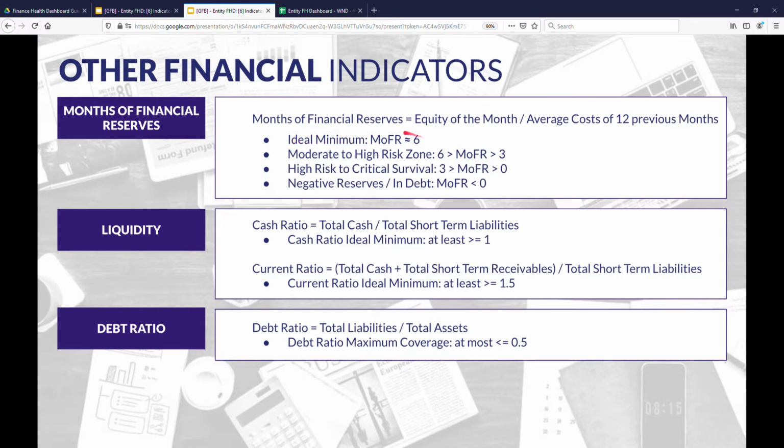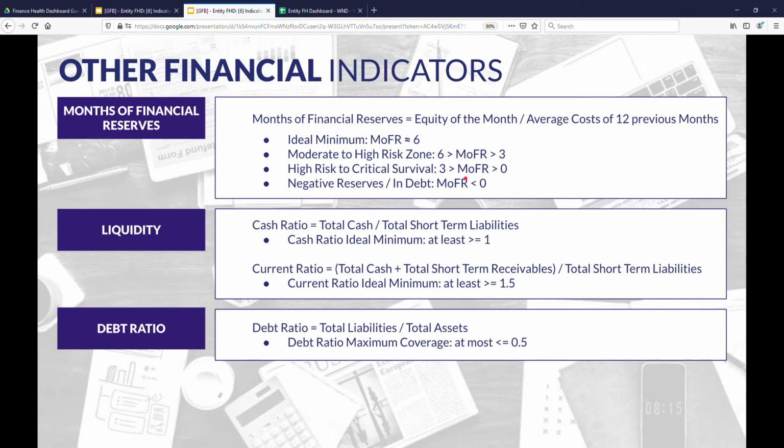Ideally, if MOFR is 6 months, then that is the ideal. Moderate to high risk is if it is between 6 to 3 months, meaning there's a risk to high risk that's going to happen. High risk to critical survival is between 3 and 0, meaning you only have 1 month of reserves left, or 2 months of reserves left.